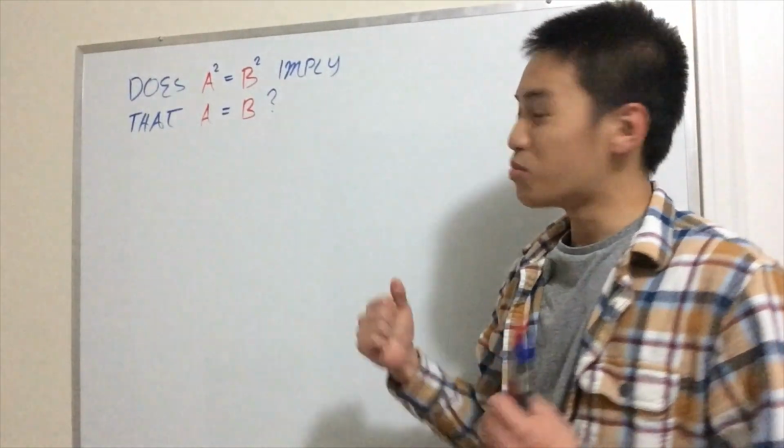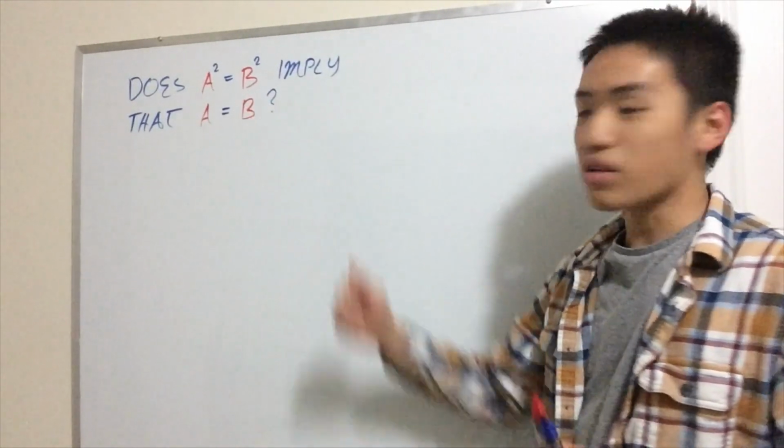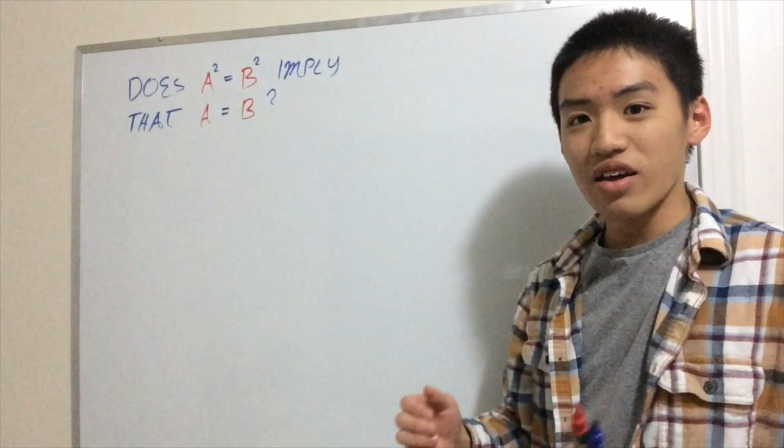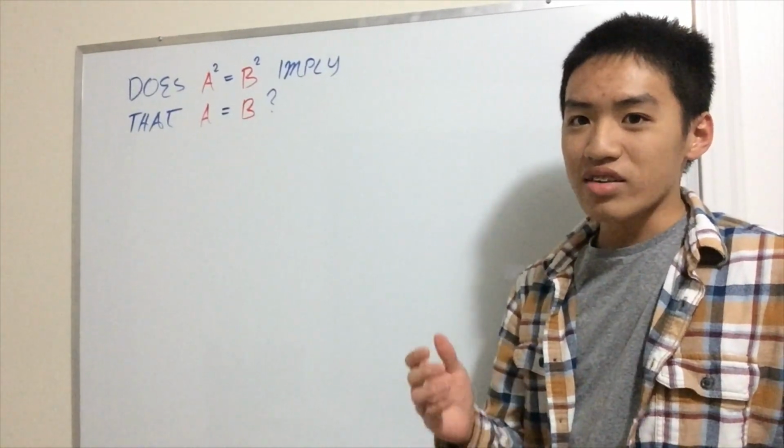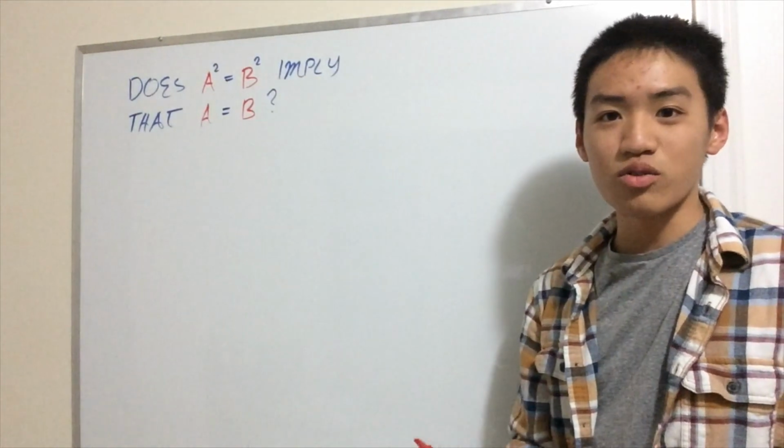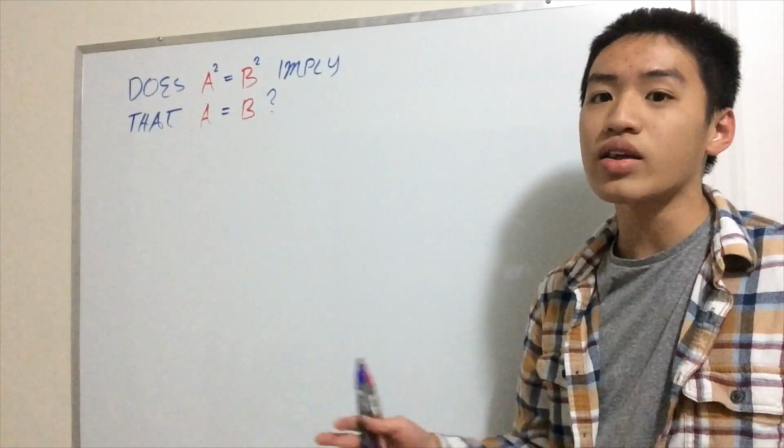Does a squared equal b squared imply that a is equal to b? Think about it for a second and see if you can determine whether or not this is true. Find a counterexample or maybe prove that it must be true.